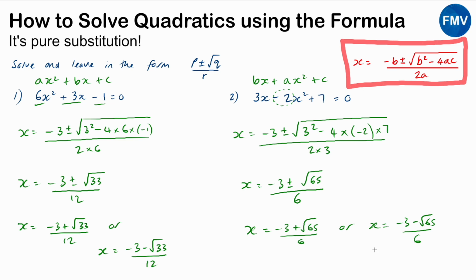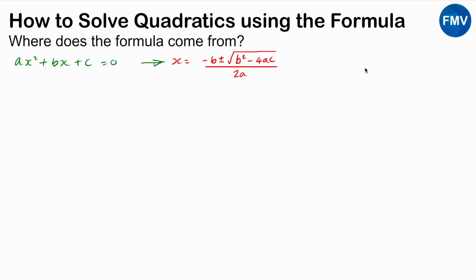That's solving quadratics using the formula. So the last thing to look at is, where does that formula come from? How do we derive it from ax squared plus bx plus c? So where does the formula come from? It comes from the quadratic equation itself. I'm going to show you now how we go from this equation to this formula.